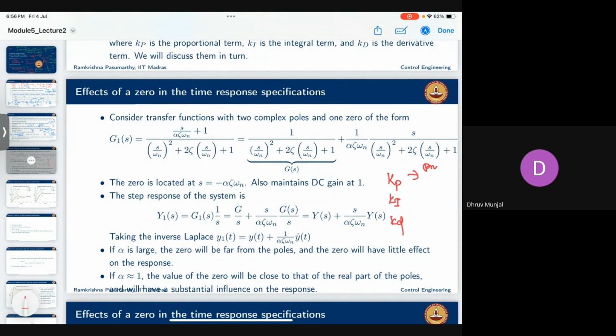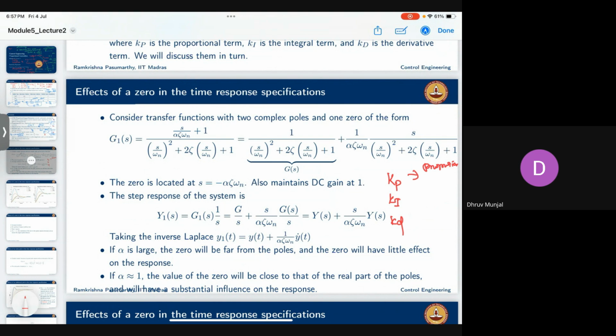KP is a proportional controller, right? So it will define a gain that is proportional to your error. If your error is large, this gain will also be large. If your error is small, this gain will also be small. Sometimes this won't serve the purpose. Sometimes this will give a constant steady state error. That's why we are going for the integral action.